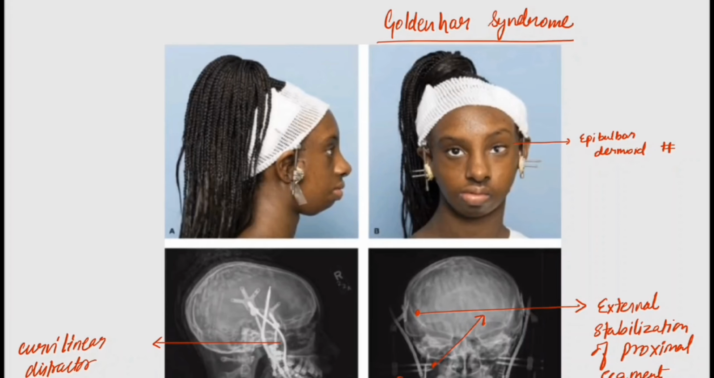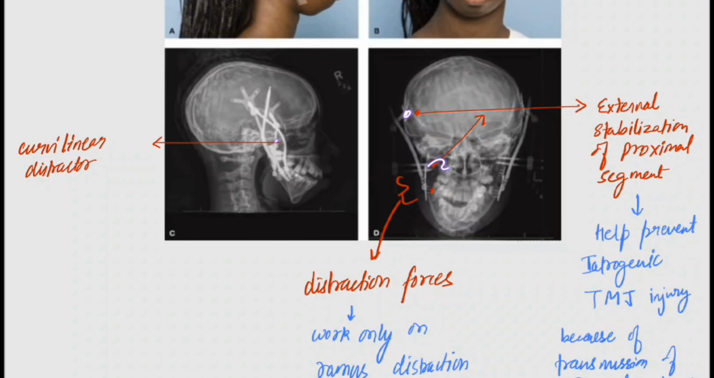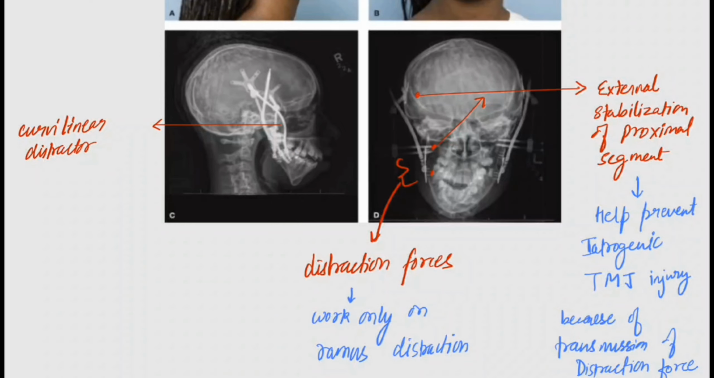Let's take an example of Goldenhar syndrome. Here we can see the epibulbar dermoid, which is characteristic of Goldenhar syndrome. Here we have applied 3 pins because, let's say, in case of application of only 2 pins for distraction of this ramus, when the distraction forces are applied, there are chances of iatrogenic temporomandibular joint injury.